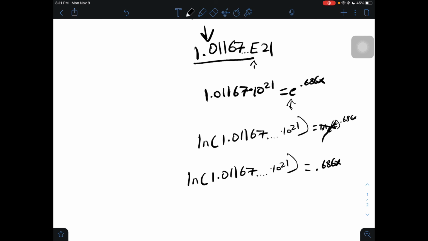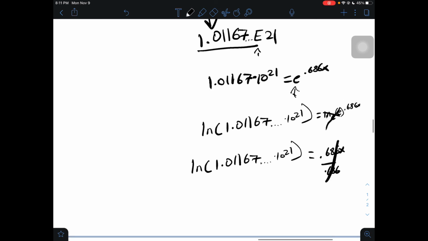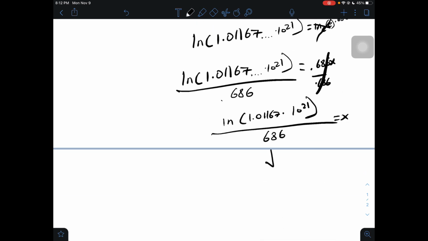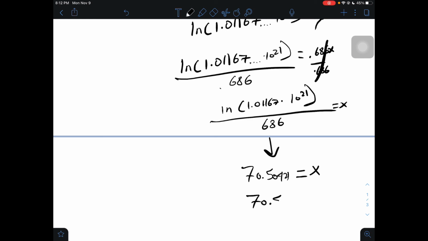And after simplifying, we're now going to divide both sides by 0.686. And so we divide by 0.686, which cancels out, and we are left with x. So we have ln of 1.01167 times 10 to the 21st, over 0.686 equals x. And if we put this into a calculator, we get a value of x being equal to 70.50421, which I would round to about 70.5. And remember, we are in inches.